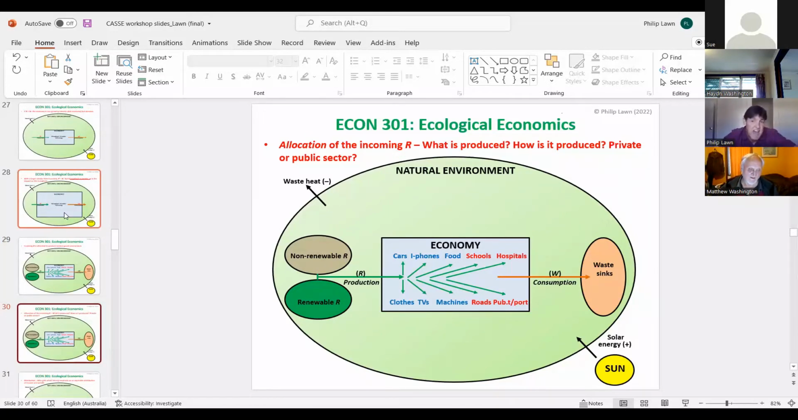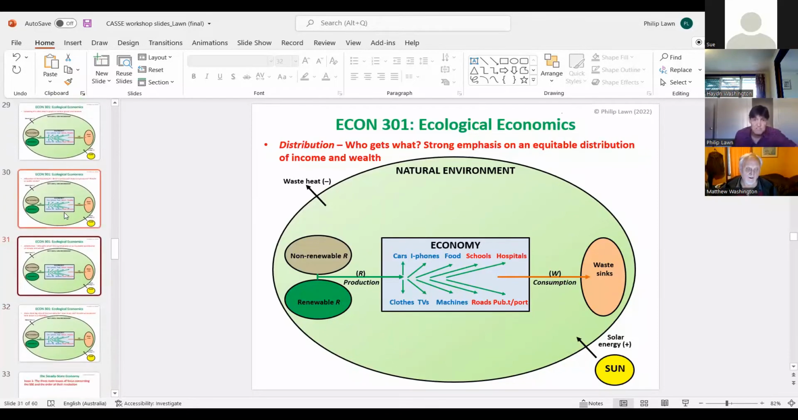We also need to ask how should these goods and services be produced? So should we produce them using renewable resources or non-renewable resources? Should we use low carbon methods or high carbon methods? So how we produce the goods is very important. And of course, another question is, should they be produced by the private sector or by the public sector? So these are questions related to the allocation of the incoming resources.